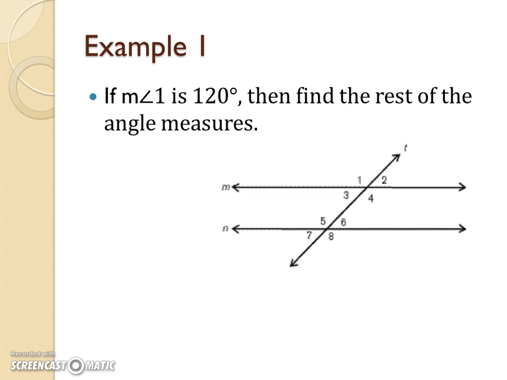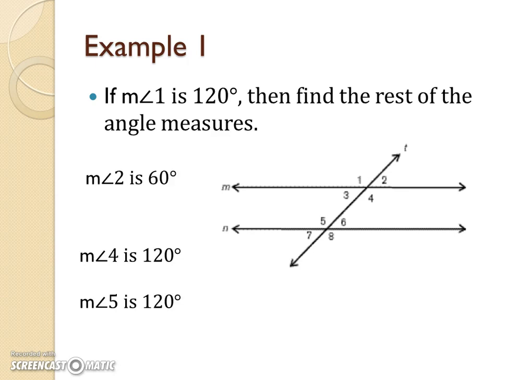Okay, so let's look at some examples here. If you have one angle measurement, you can find all of the angle measurements in the transversal. So if angle 1 is 120, that means that all of the obtuse angles are 120 degrees. So that's angle 1, angle 4, angle 5, and angle 8. Angle 2 is 60 because 180 minus 120 gives us 60. So all of our acute angles are also 60. So angle 3, angle 6, angle 7, and so that is all of the measurements. They're either 60 or 120.